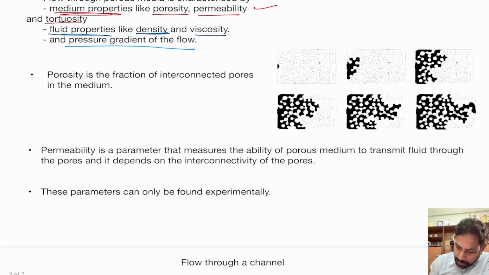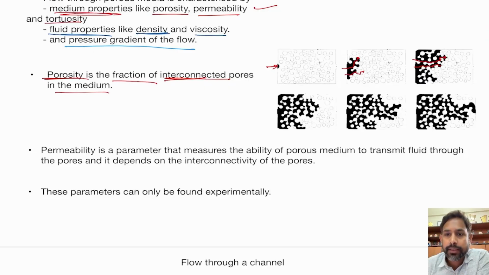So let's start with porosity. So porosity is defined as the fraction of interconnected pores in the medium. As you can see in this example that is shown here, we are injecting a dark fluid here, in black color, and it is going only through the spaces which are open, which are connected with each other. So these are pore space, and what you see in the circles are basically the solid material. So flow happens only through the interconnected pores.